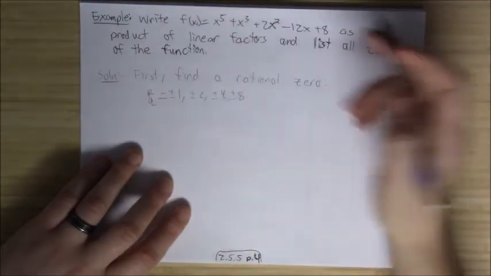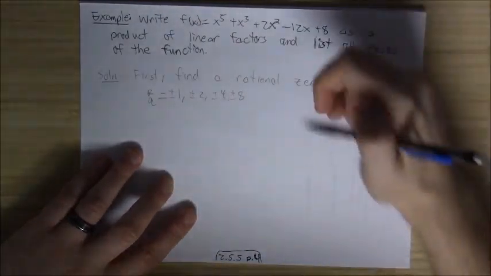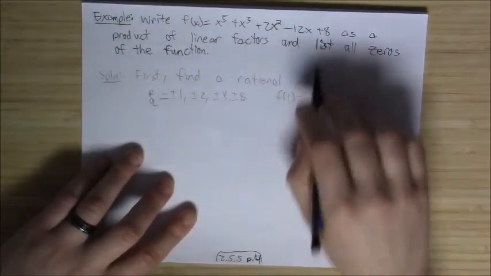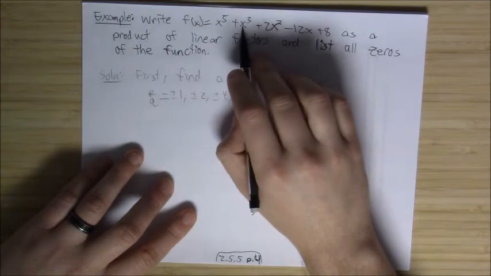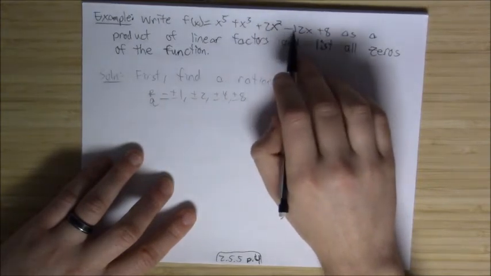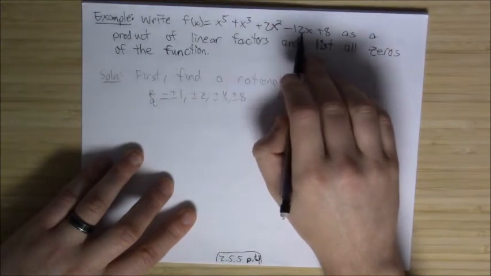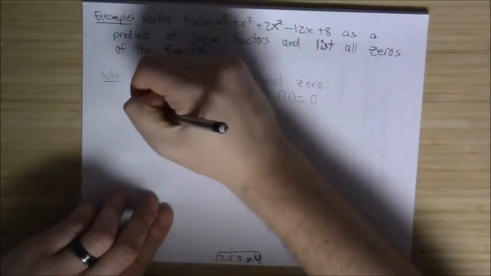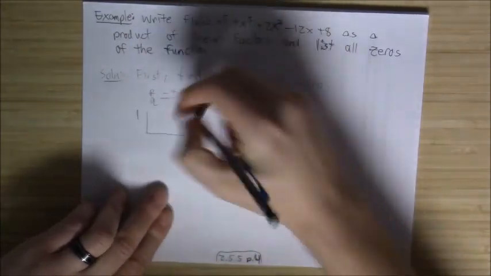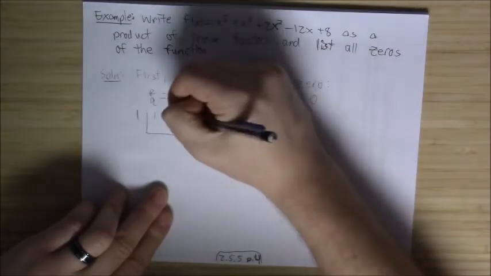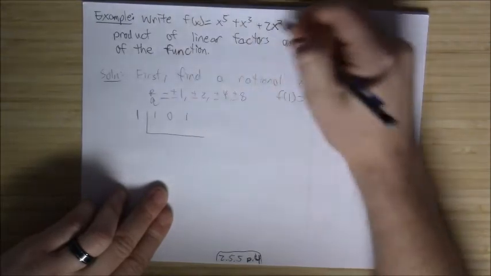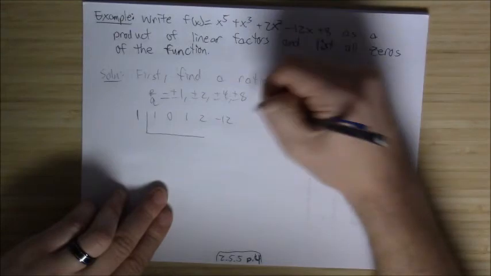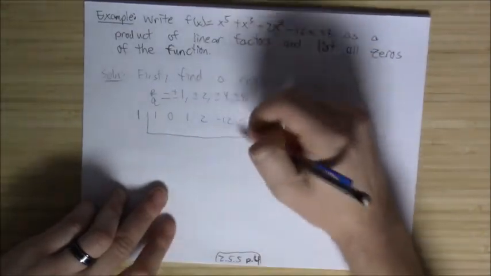Let's try to guess some. If we do f of 1, let's just start with the first one and start plugging in. Plug 1 in, you get 1 plus 1, which is 2, plus 2 is 4, minus 12 is negative 8, plus 8. Hey, look, that's a 0. So we can divide out by the zero, 1. Dividing out by the zero, 1, we have 1, 0 is our x to the fourth term, 1 for x cubed, 2, negative 12, and positive 8. And this should give us a remainder of 0.